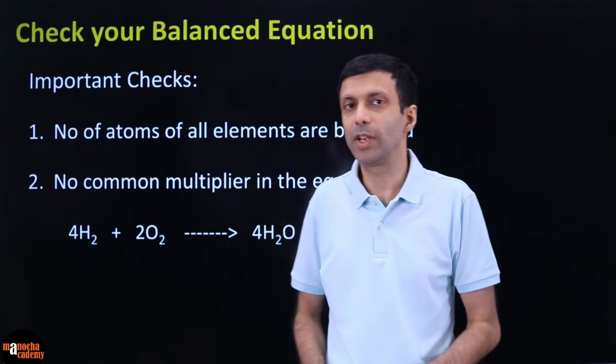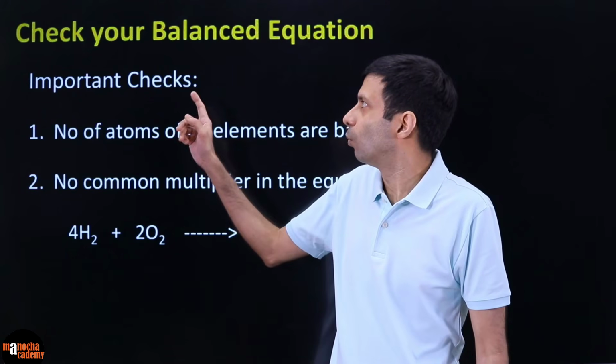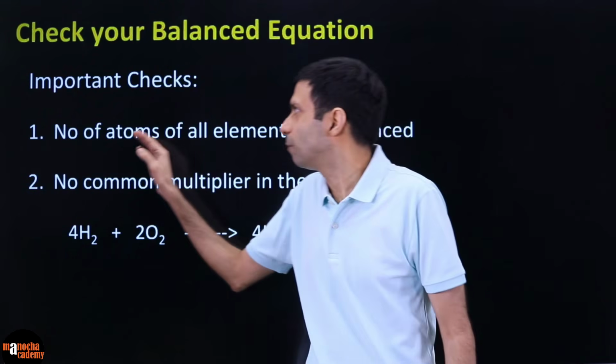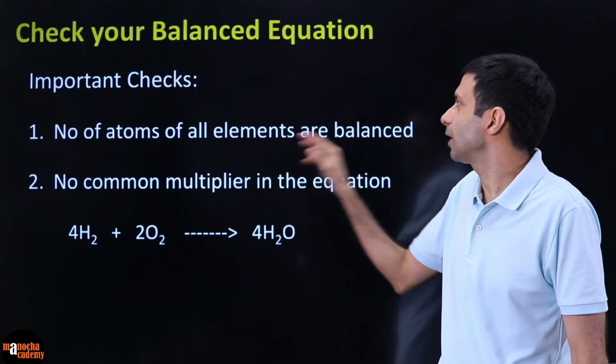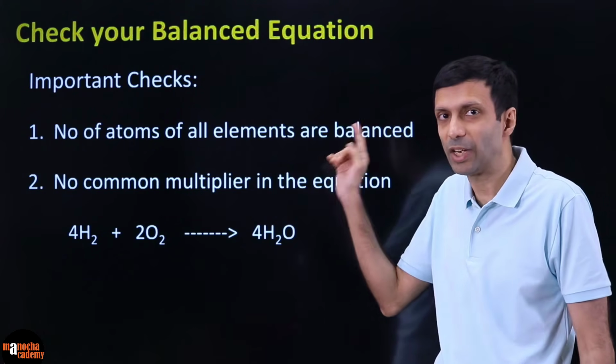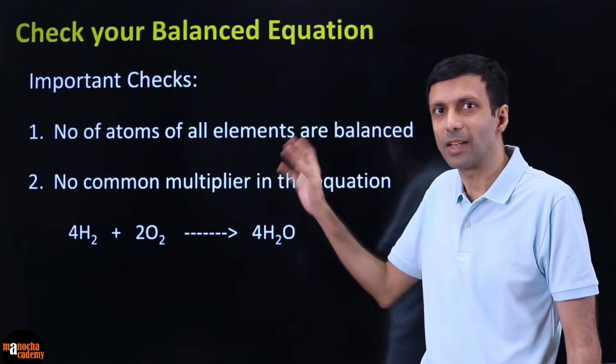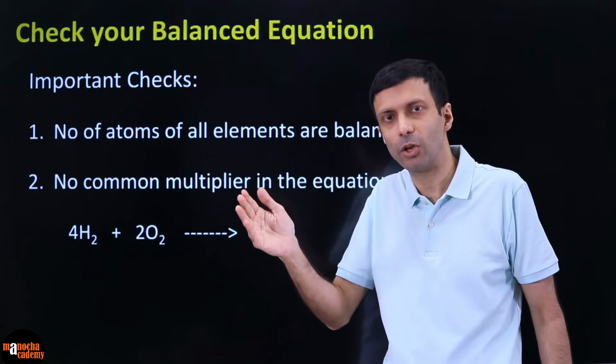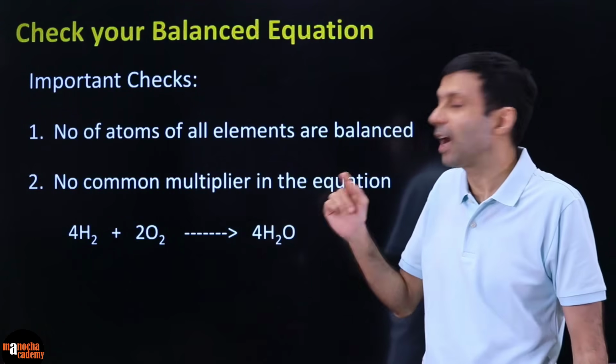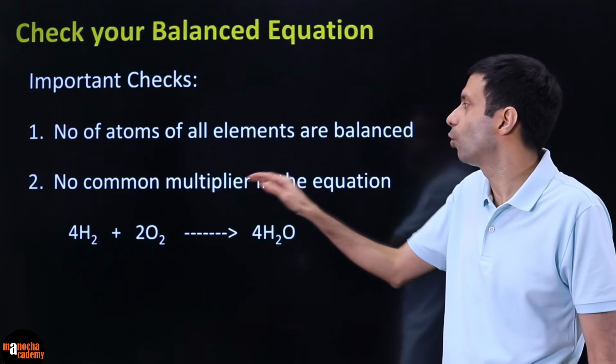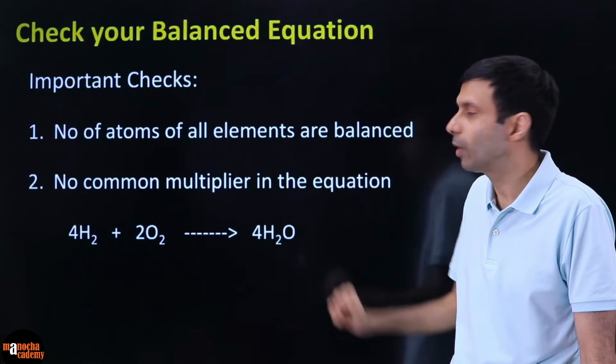And one important thing when you're balancing equations, what are some important checks to do? That make sure that your number of atoms of all the elements are balanced. Like we checked last time, go back and check your answer because you have balanced it. You can easily check your answer by comparing each element, and also make sure that there are no common multipliers in the equation. What do I mean by that?